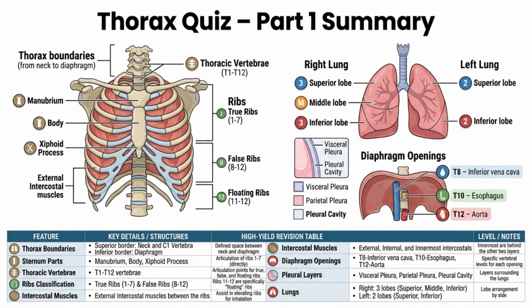In part 2, we will continue with the mediastinum, heart, coronary circulation, and the great vessels of the thorax. See you in part 2.